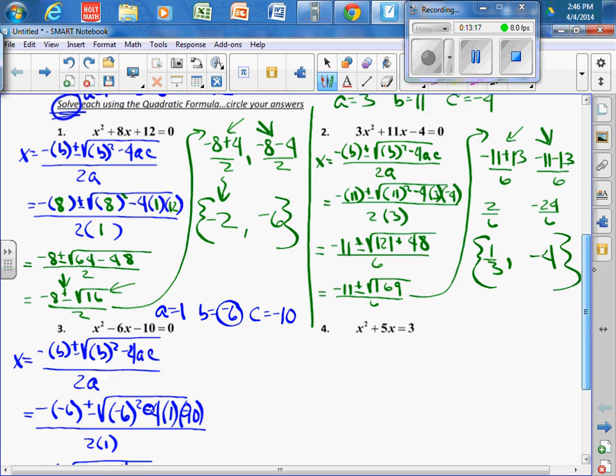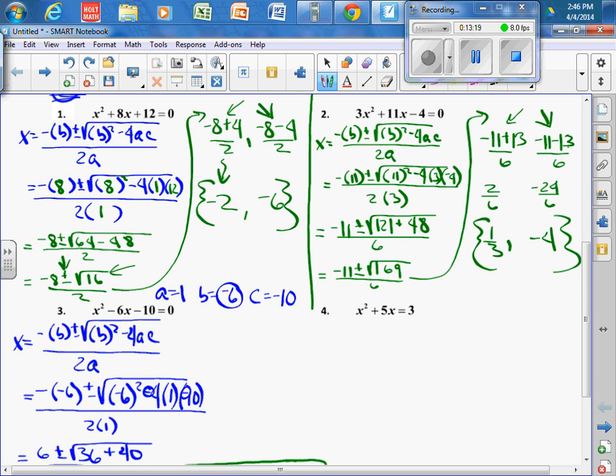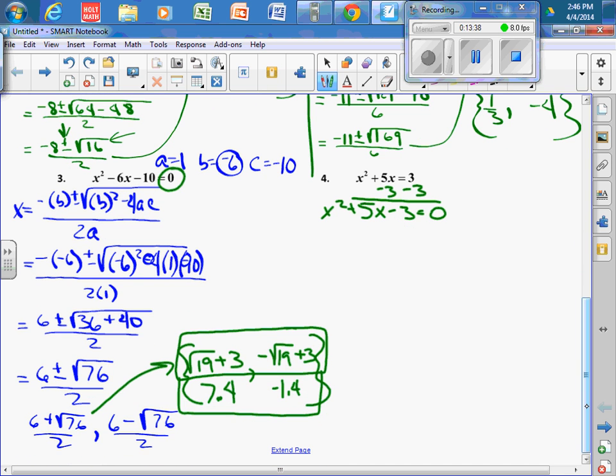What's the difference between number 4 and numbers 1, 2, and 3? We always have to start out with our equation equal to 0. So I'm going to have to start out by subtracting 3 from both sides. x squared plus 5x minus 3 is equal to 0. So now a is equal to 1, b is equal to 5, c is now equal to negative 3, not positive 3.